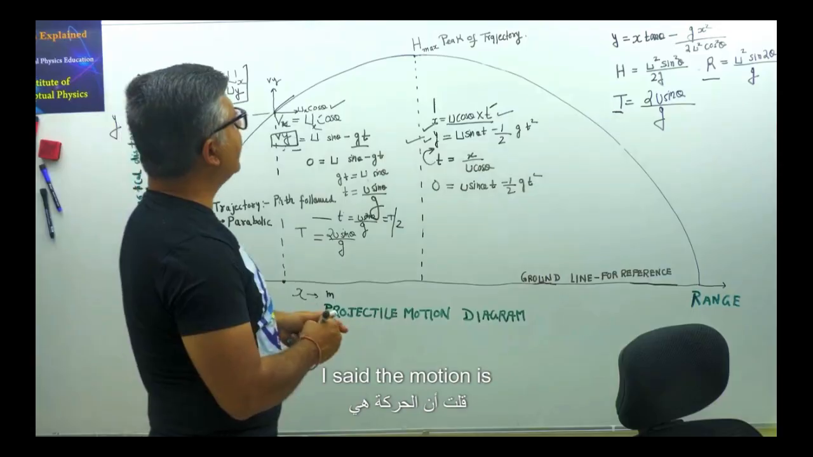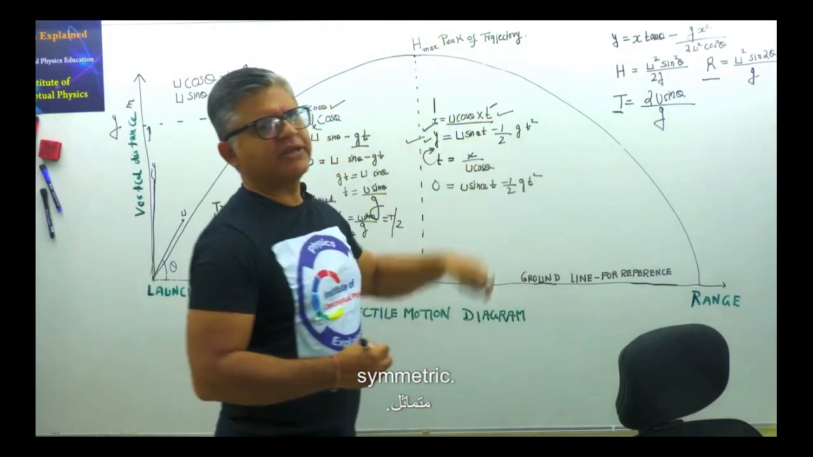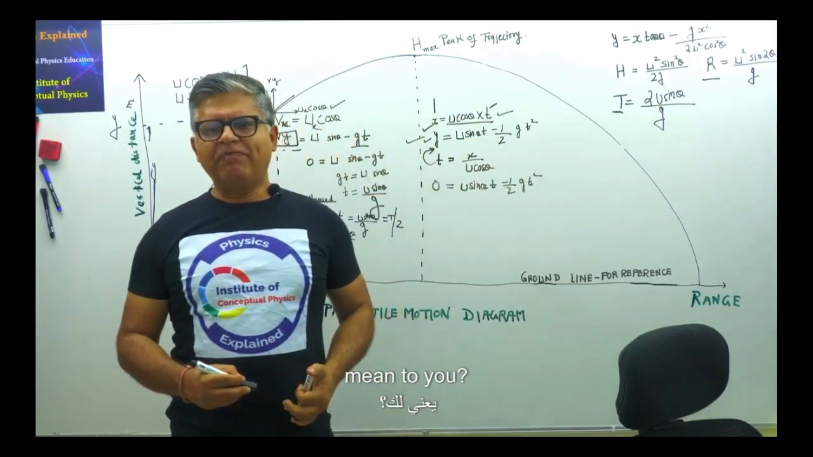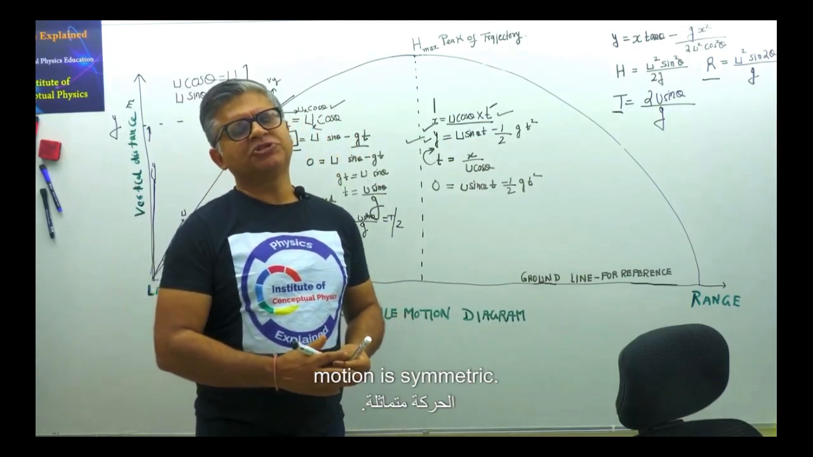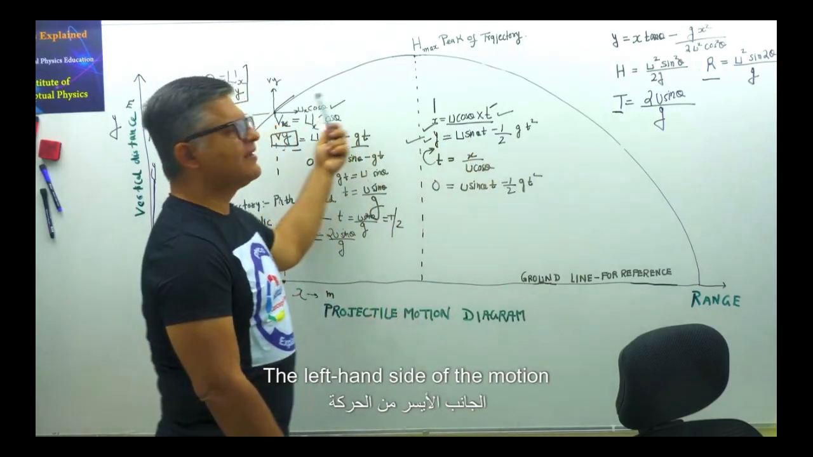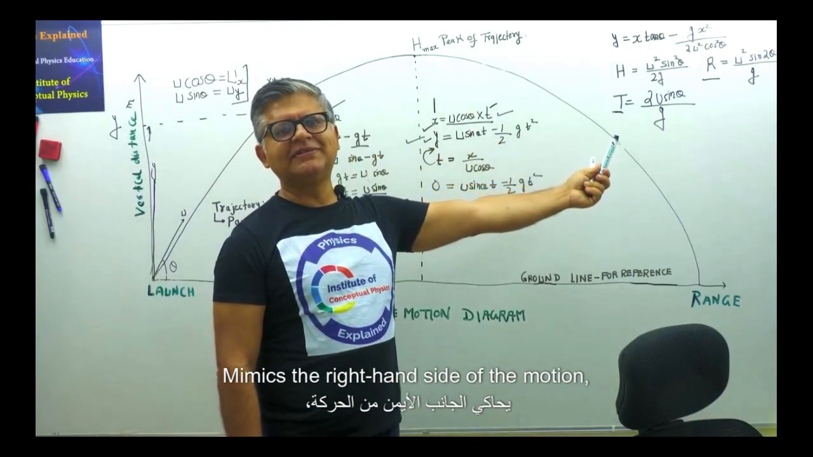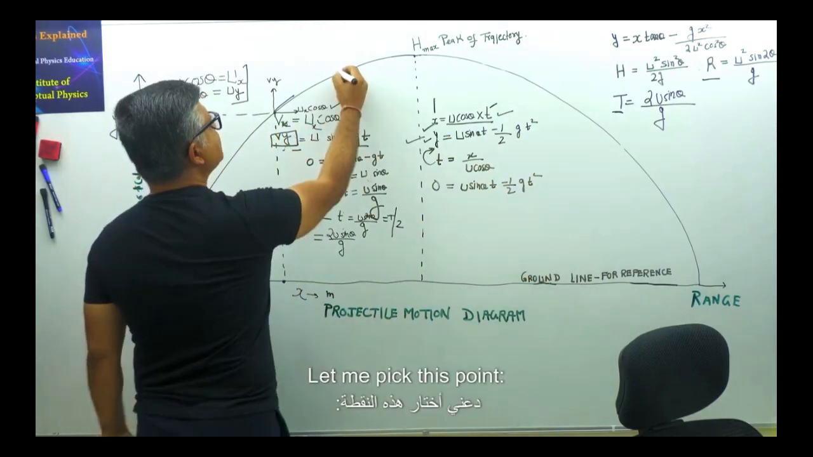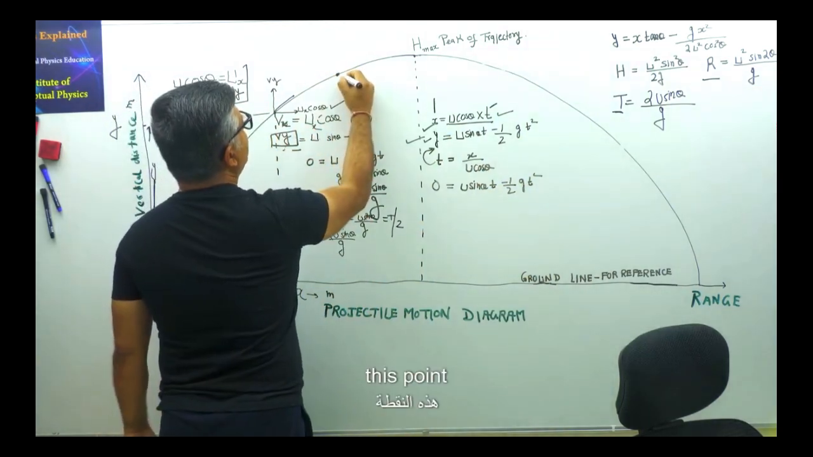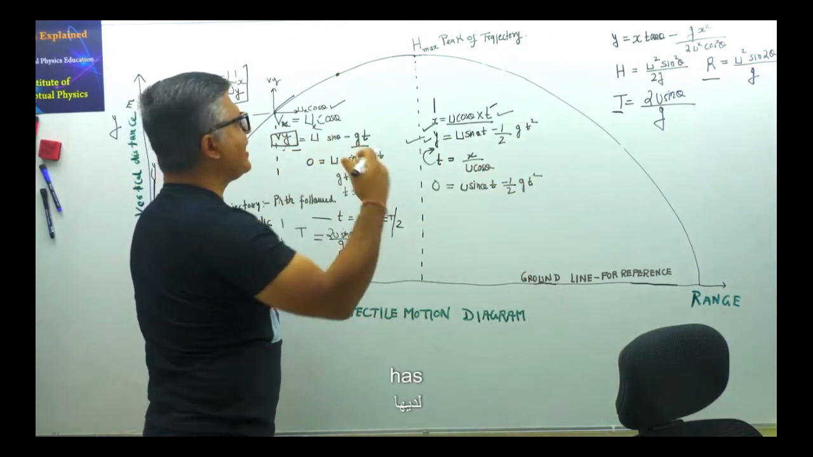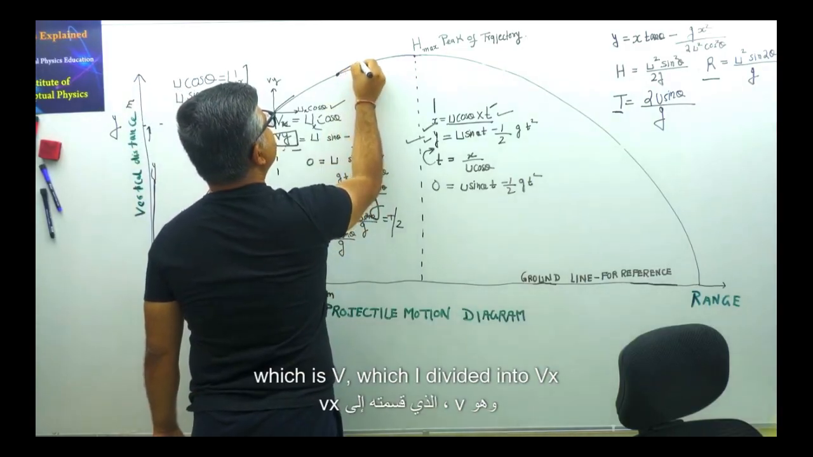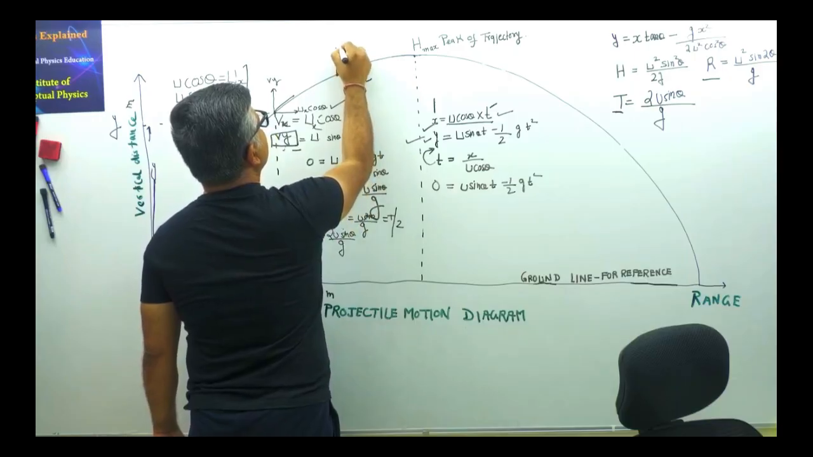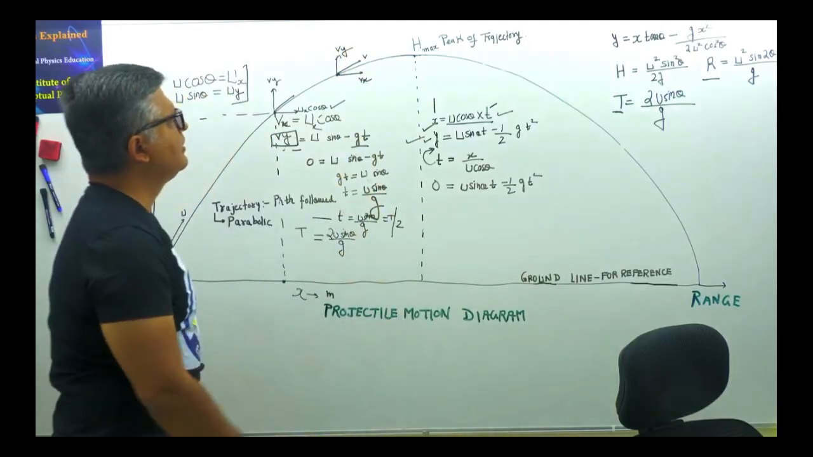All right, so let's move. I said the motion is symmetric. What exactly does it mean? What does it mean to you? Obviously, the motion is symmetric. The left-hand side of the motion mimics the right-hand side of the motion, or vice versa. But how? Let's see an example. Let me pick this point, okay? This point after time t has a certain velocity, which is v, which I divide into vx and vy, okay?